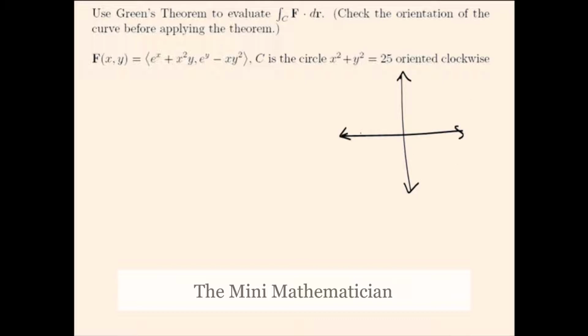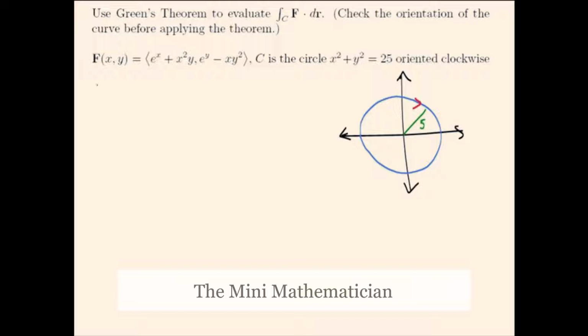We have this circle of radius 5 centered at the origin. So it looks something like that. The radius on it is 5, but it's oriented clockwise, meaning we're traveling in this direction. That's a negative orientation. We want a positive orientation. In fact, we have to have a positive orientation to use Green's theorem.